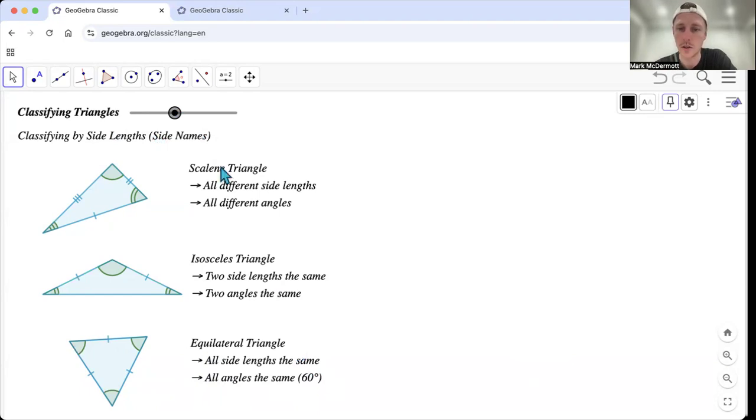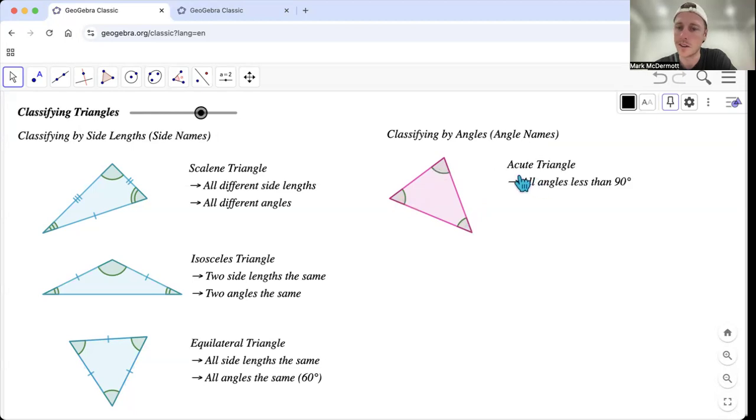Another way we can classify triangles is by the angles that are created. So what we can look at is this first triangle here. If we look at these angles, we can say that all of these angles are less than 90 degrees, and we call that an acute triangle because all the angles are acute. They're less than 90. So any triangle where all the angles are acute is called an acute triangle. For example, an equilateral triangle would be an example of an acute triangle.